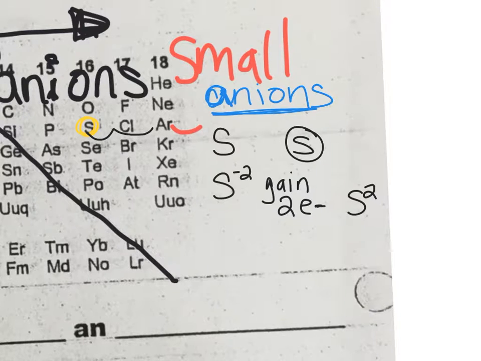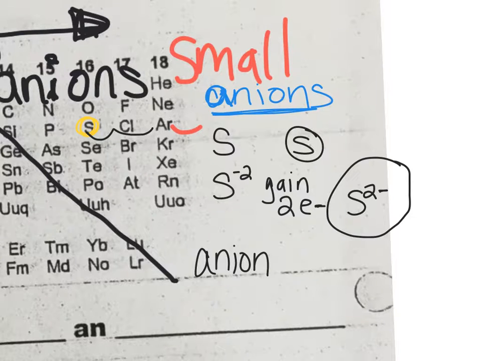So what do anions do? Wait, why'd you put 2+? Because I messed up. My apologies, I meant 2-. Good catch.